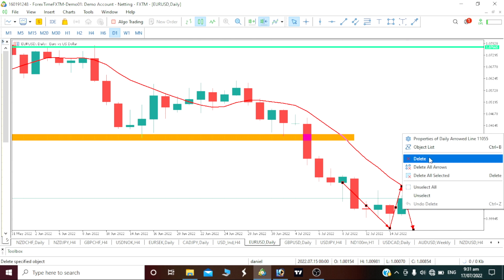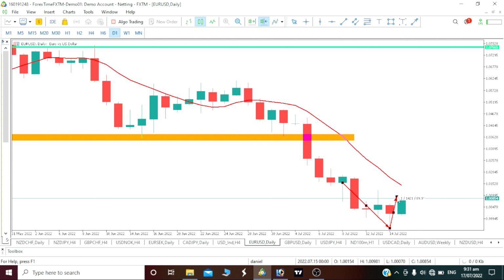When are we going to see that pullback end? It is probably when our pullback touches our 10 period moving average on our daily time frame. Then we will see a fall on our Euro USD. That's exactly what I believe will happen.